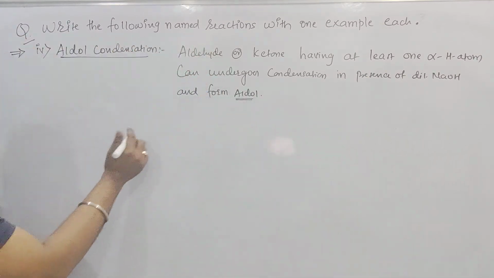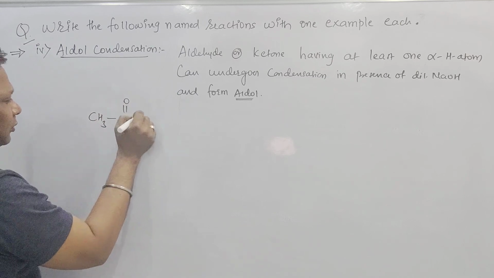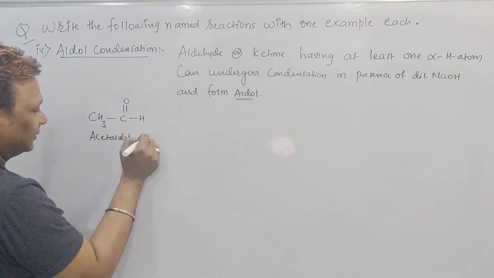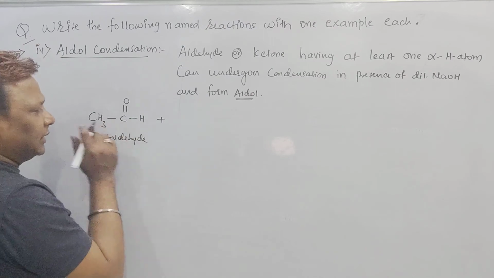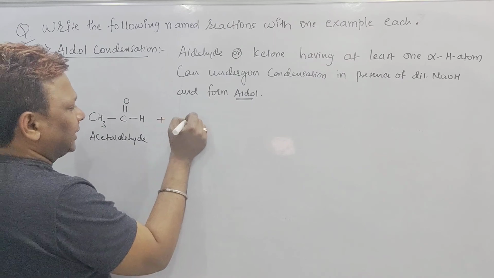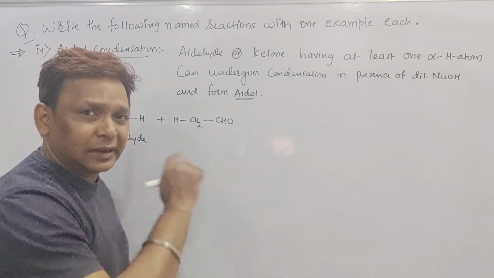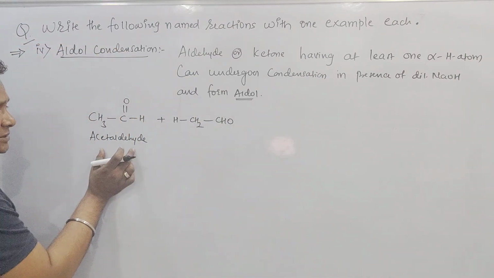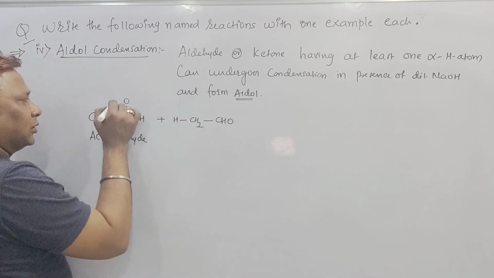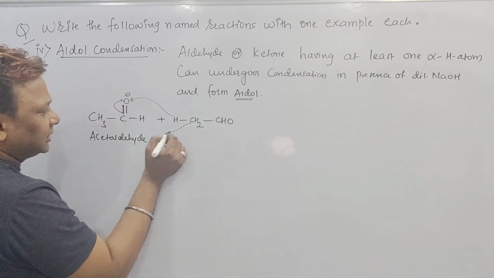But how to write aldehyde? See here. This is CH3 C double bond OH. So this is called acetaldehyde, right? Plus, one more aldehyde I want to show you. Instead of writing CH3, I will write H, then CH2, and then CHO. But the first reaction which I wrote, that is a direct method. But now I will tell you here, acetaldehyde. But here what will happen, this double bond goes to O which will get negative, and this H will attack here, and this C will attack here.